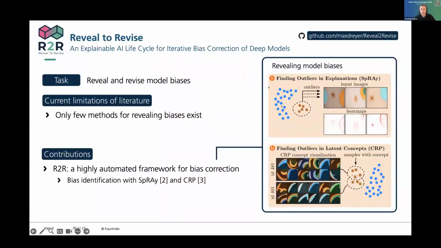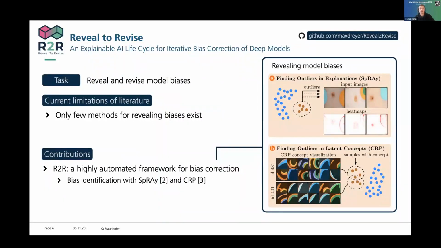So we have one large blue cluster of normal explanations. And then we have one outlier cluster, which might indicate that the model is using a different strategy than usually here. And those could be related to data artifacts. Like here in this example, we can see that all of those samples in this outlier cluster contain those band-aids, and the explanations indeed focus on the band-aid instead of the mole itself.